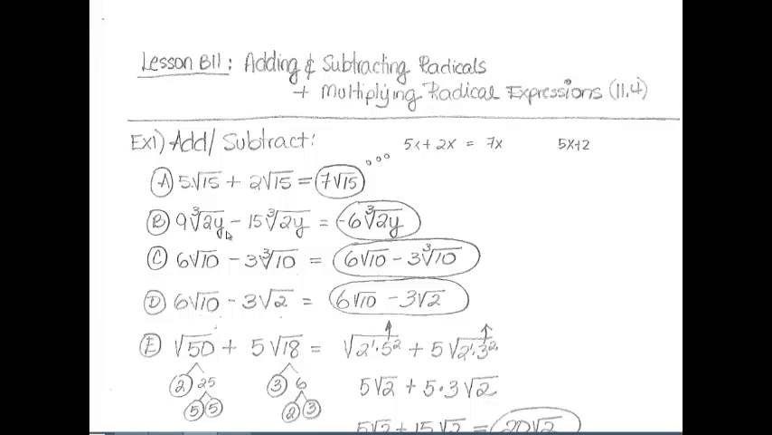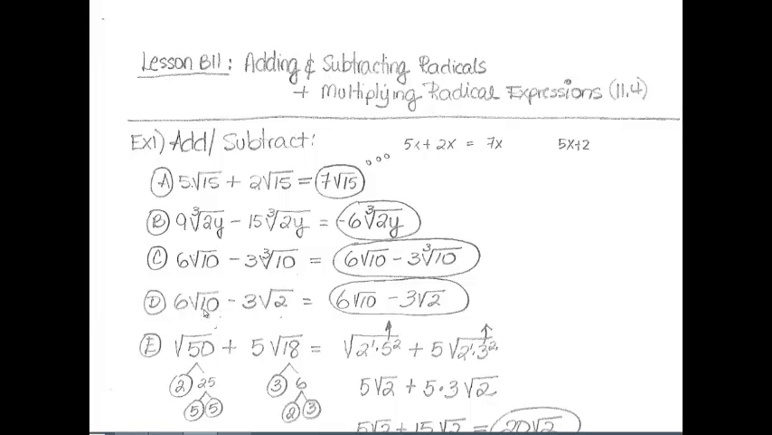The next problem I have, again, like terms because they are both cube root of 2y. So basically 9 minus 15 is negative 6. On the next one, if you notice, they are not the same roots, so therefore they are not like terms. And since I cannot do anything else, then the answer stays the same.